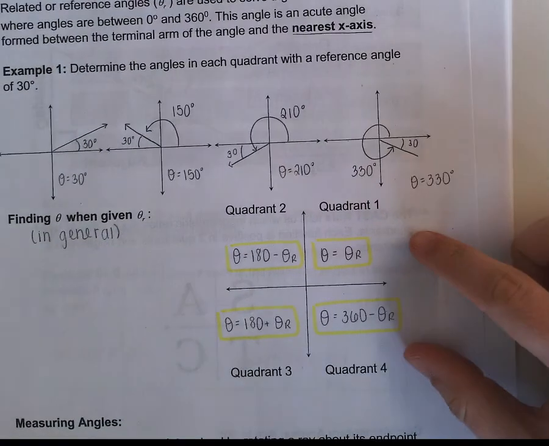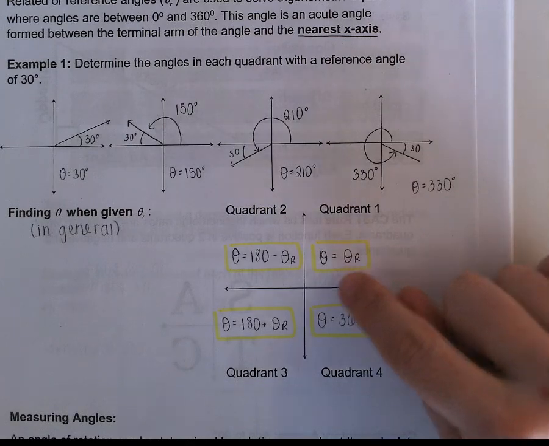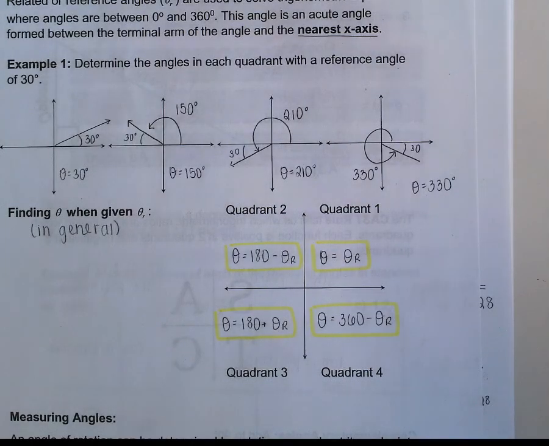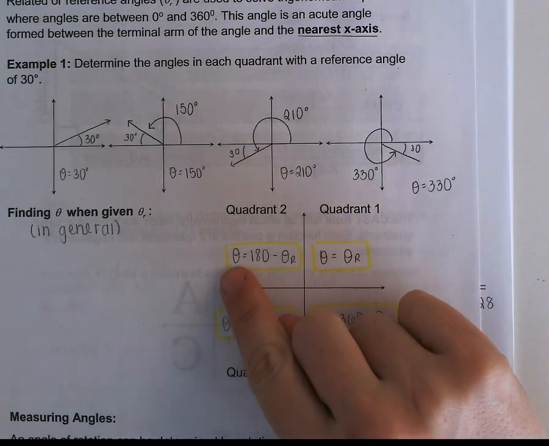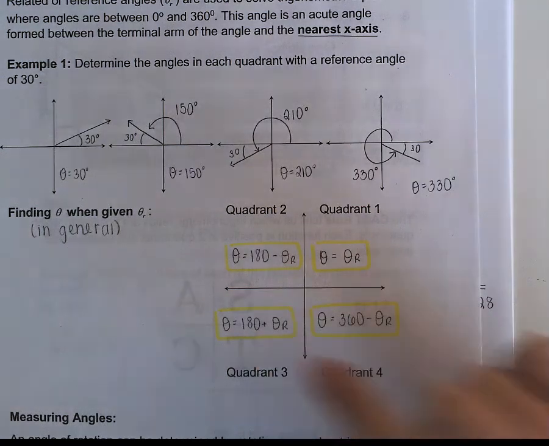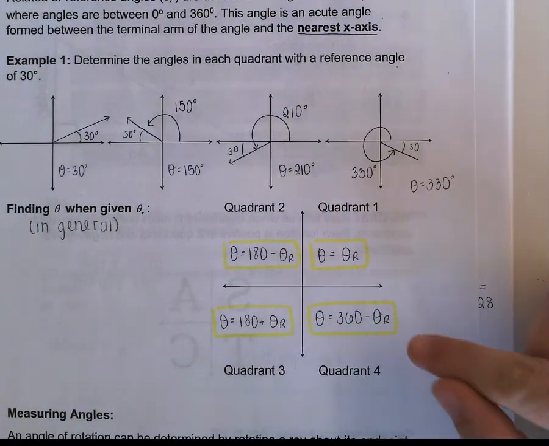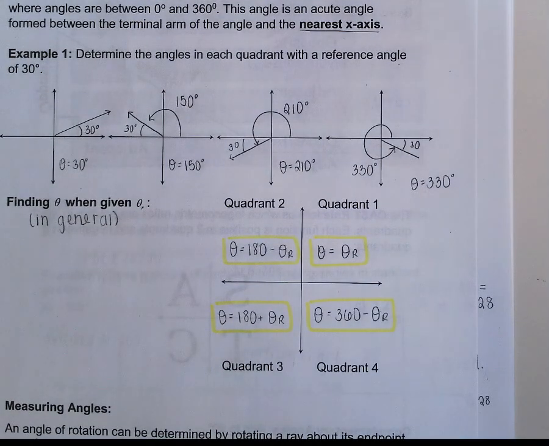So we have these general rules for reference angles. In quadrant 1, the angle and the reference angle are equal. In quadrant 2, the angle will be equal to 180 minus the reference angle. In quadrant 3, it will be 180 plus the reference angle. And in quadrant 4, it will be 360 minus the reference angle.